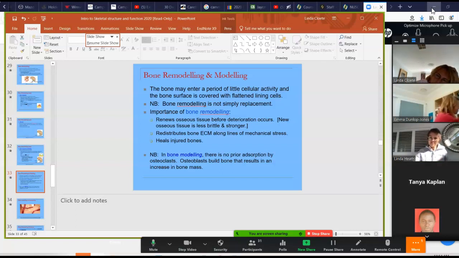Okay. Now, how does it differ when you model and don't remodel? Because that's another thing that you need to understand. Like, in what situations would bone be modeled and not remodeled? If it was just the first time it was forming? Yeah. So in what situations would it be the first time it was forming? Growth. Yeah, growth. So in kids when it's growth, what else?